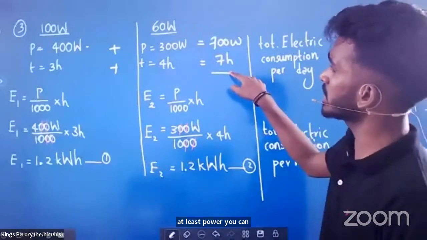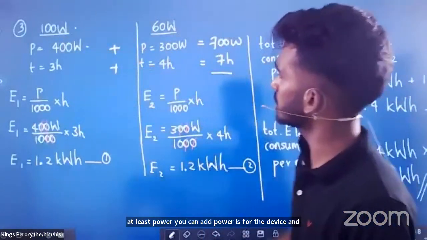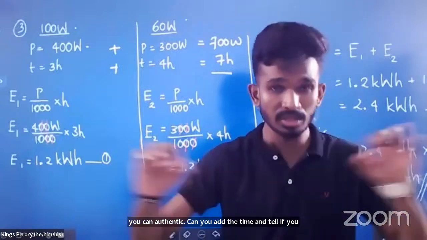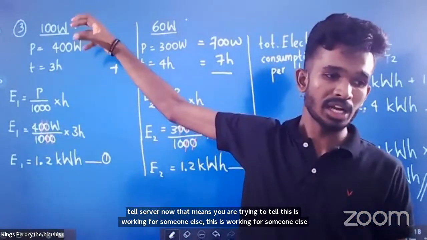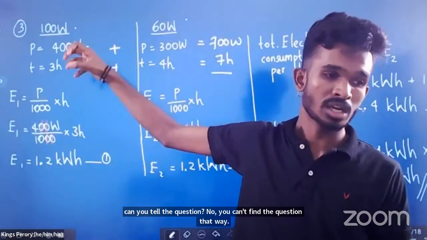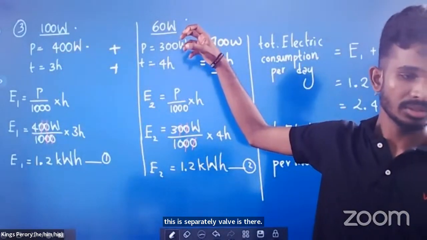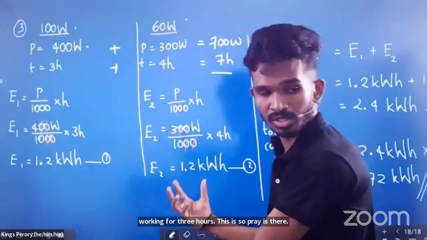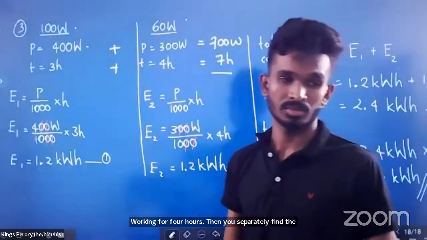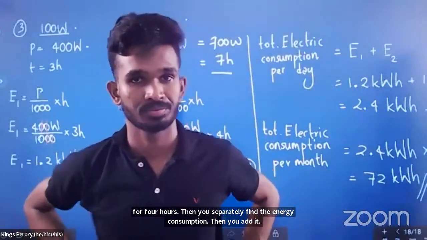If you tell 7 hours, that means you are trying to say this is working for 7 hours. Hima, can you tell the question? No, you can't say the question that way. This bulb is separately there, working for 3 hours. This bulb is separately there, working for 4 hours. Then you separately find the energy consumption, then you add it. That's how you do the question.